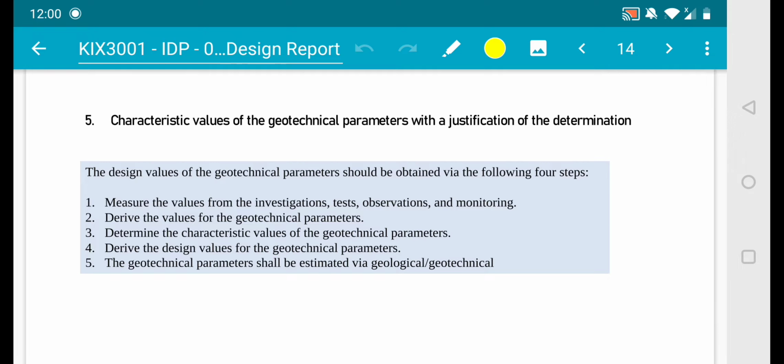Number 5, characteristic values of the geotechnical parameters with a justification of the determination. You can all skip this because this is done by the geotechnical consultant, where they provide you with the SI report. But in the future, if you were to have this report established, you should always contact your geotechnical consultant and provide all this information.